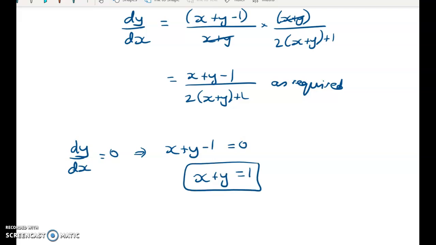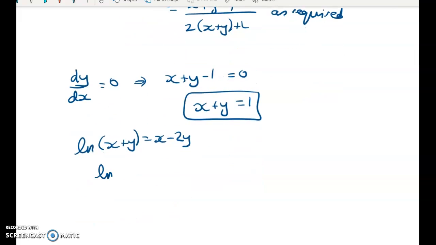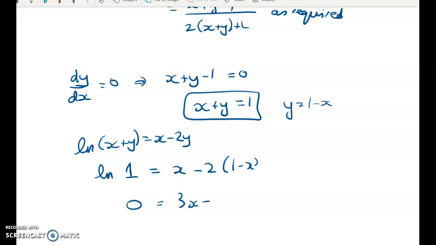Let's take this condition and put it back into the original curve. Well, the original curve was that the log of x plus y is equal to x minus 2y. That gives me the log of 1 is equal to x minus 2 times 1 minus x. Just rearranging this to get y is equal to 1 minus x. That gives me 0 is equal to x plus 2x, so 3x minus 2. I'm just checking that I haven't made a mistake here. Let's see. Yep, that looks good.